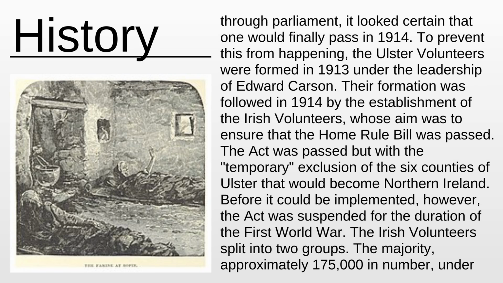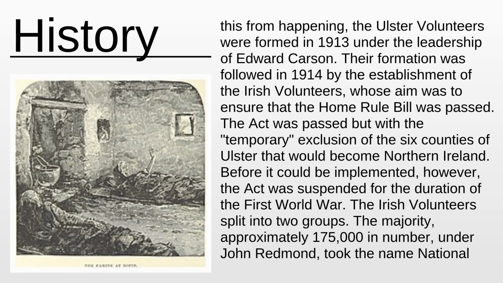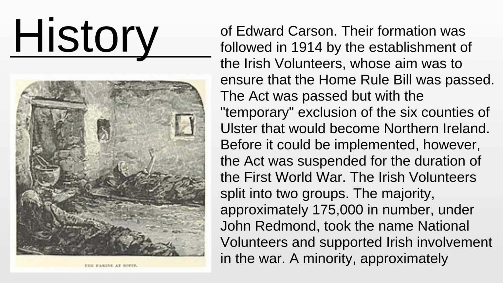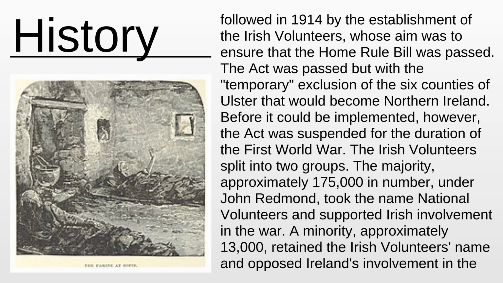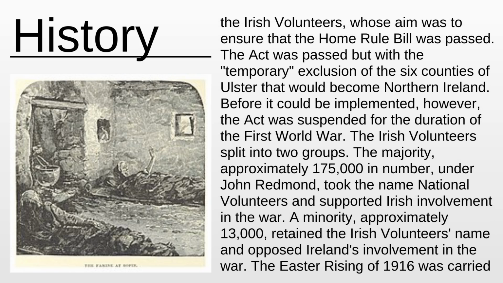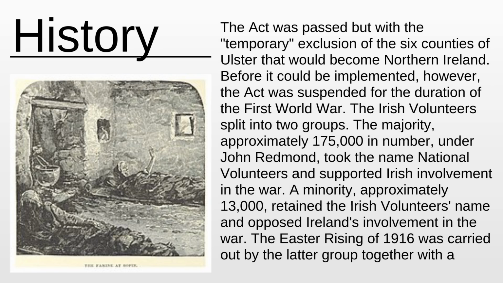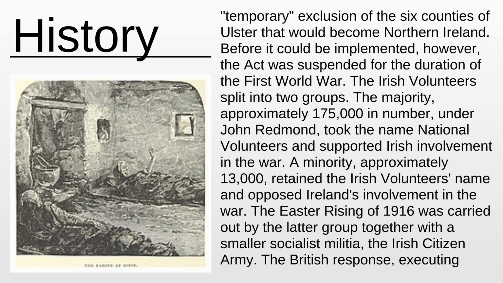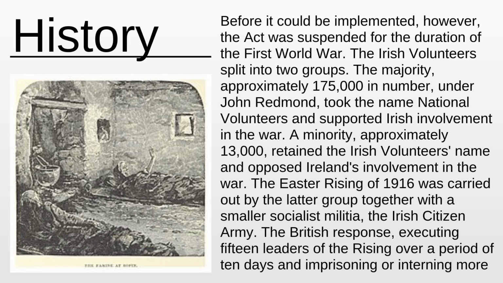in 1914. To prevent this from happening, the Ulster Volunteers were formed in 1913 under the leadership of Edward Carson. Their formation was followed in 1914 by the establishment of the Irish Volunteers, whose aim was to ensure that the Home Rule Bill was passed. The Act was passed but with the temporary exclusion of the 6 counties of Ulster that would become Northern Ireland. Before it could be implemented, however, the Act was suspended for the duration of the First World War.